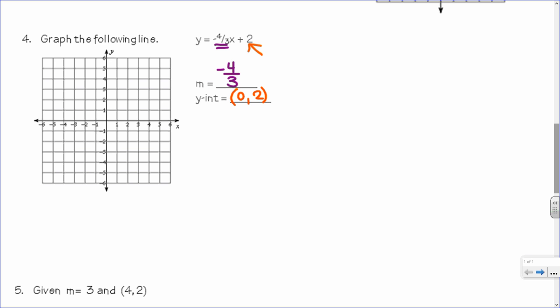Okay, so I'm going to start at this y-intercept at 0, 2, and draw a point. Now using my slope, I can sketch the rest of my line. So I'm going to go down 4, down 1, 2, 3, 4, over 1, 2, 3. And let's do one more. 1, 2, 3, 4, 1, 2, 3. Notice that I went down 4 and over 3 because I have a negative slope. Okay, I'm going to connect my points and draw a rough sketch of my line.